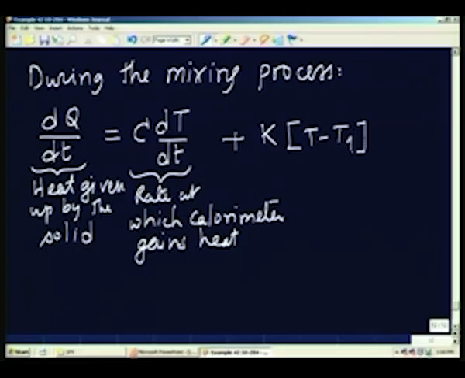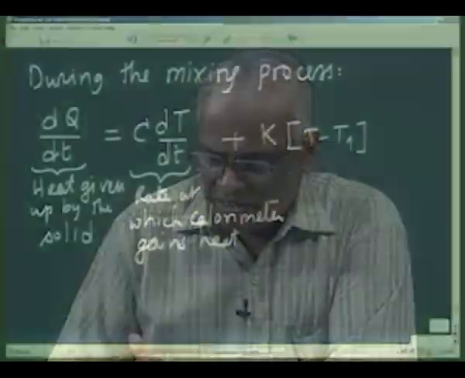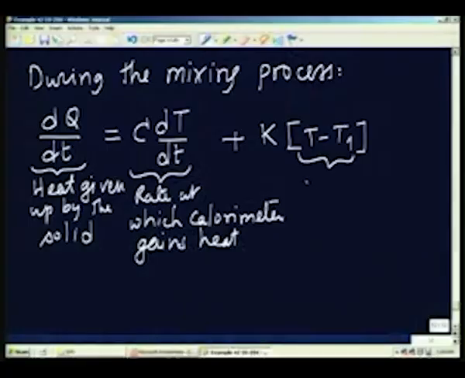The assumption is that this quantity K, which I am introducing here as a proportionality constant, is the same whether it is getting heated or subsequently cooling. The same constant I am going to use, because the temperature difference T minus T1 is a very small temperature difference, at the most a few degrees.